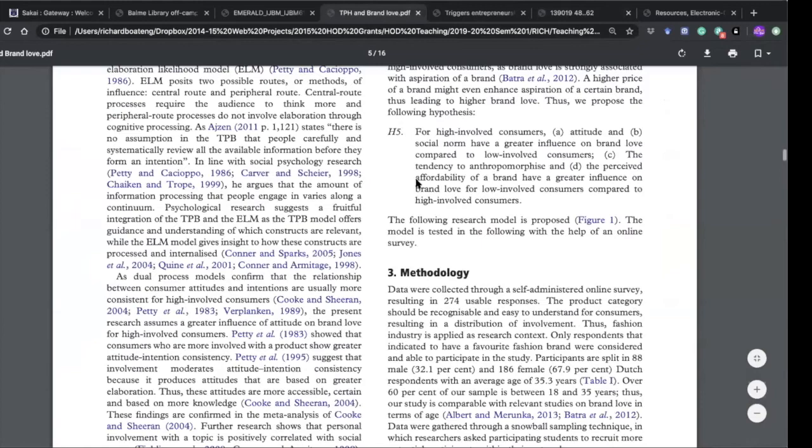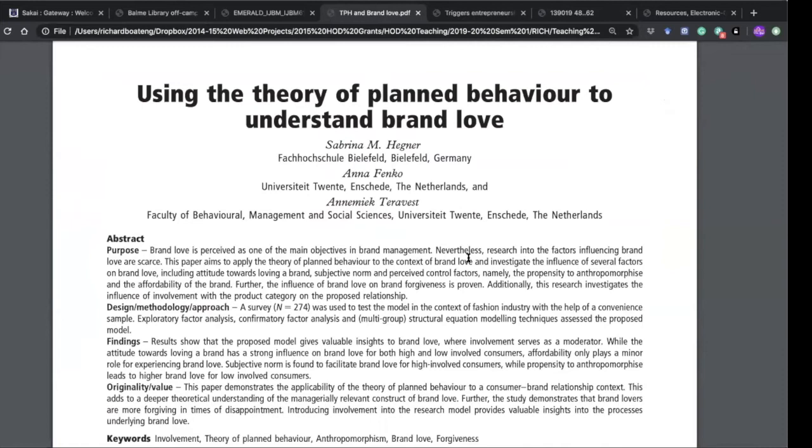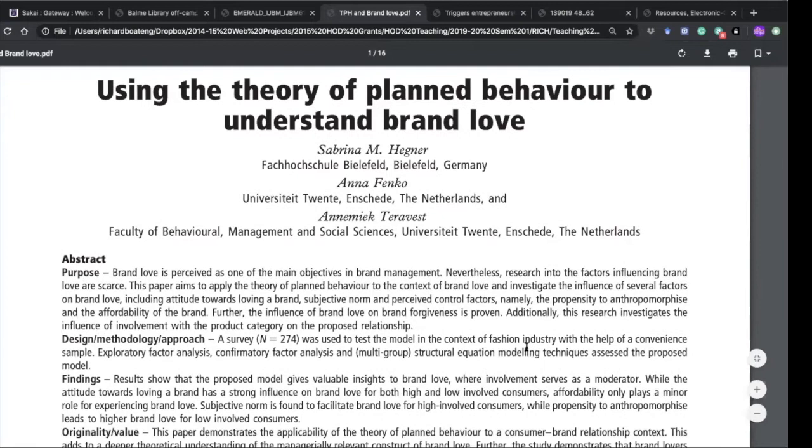to understand brand love. Brand love is perceived as one of the main objectives in brand management. Nevertheless, research on the factors influencing brand love is scarce. The paper aims to apply the theory of planned behavior. You see, aim to apply. Remember what we said. Theories are used as principles of what? Explanation, predicting, and understanding social phenomena. So the paper aims to apply the theory of planned behavior to the context of brand love and investigate. So all theories should seek to explain what? A phenomenon.